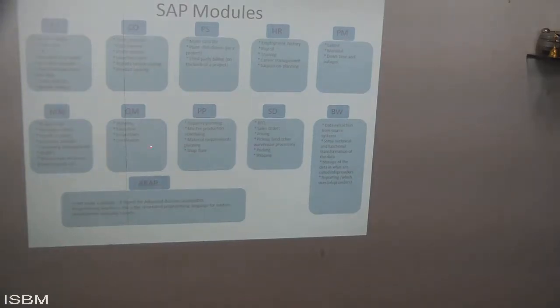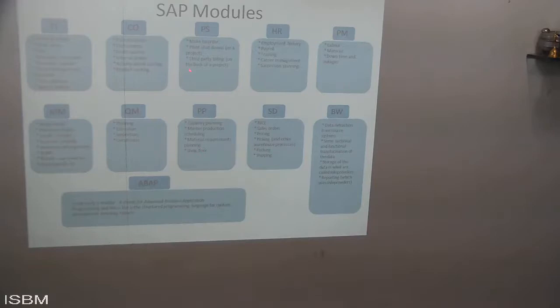Then we have QM. QM stands for quality management. In QM we have planning, execution, inspection, certificates. After everything, once a product has been certified that it can now go into the market, it will give you the green signal that this product can be in the market. So here the certificate will come.